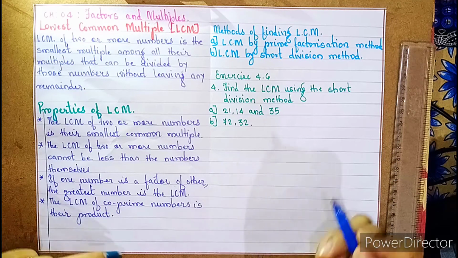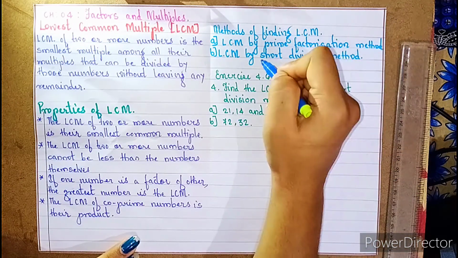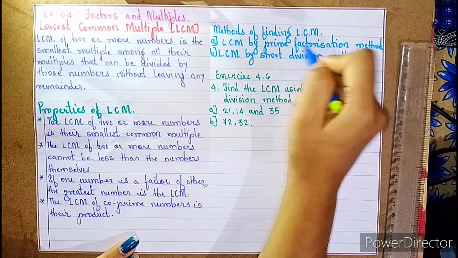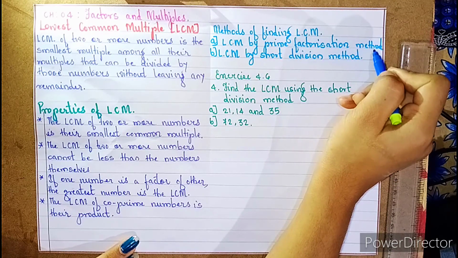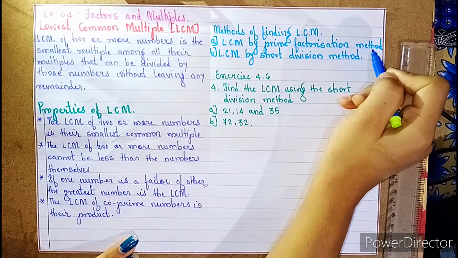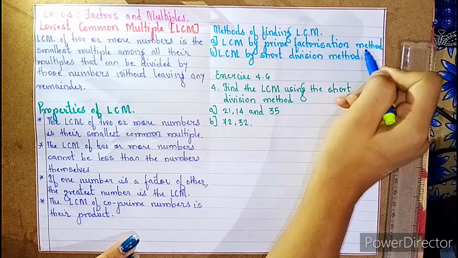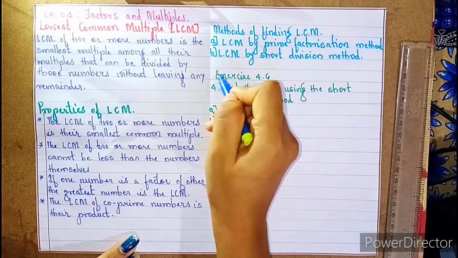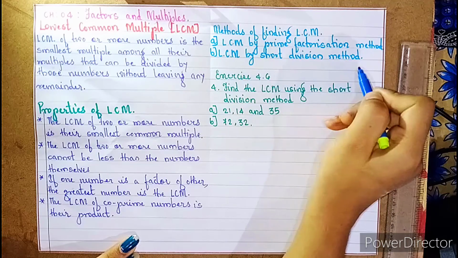So let's see the methods of finding LCM: LCM by prime factorization method and LCM by short division method. By the prime factorization method it has already been solved, and refer to YouTube video 1, where you will find how to find LCM by prime factorization. So I'm not going to repeat the same. Now let's see finding LCM by short division method.